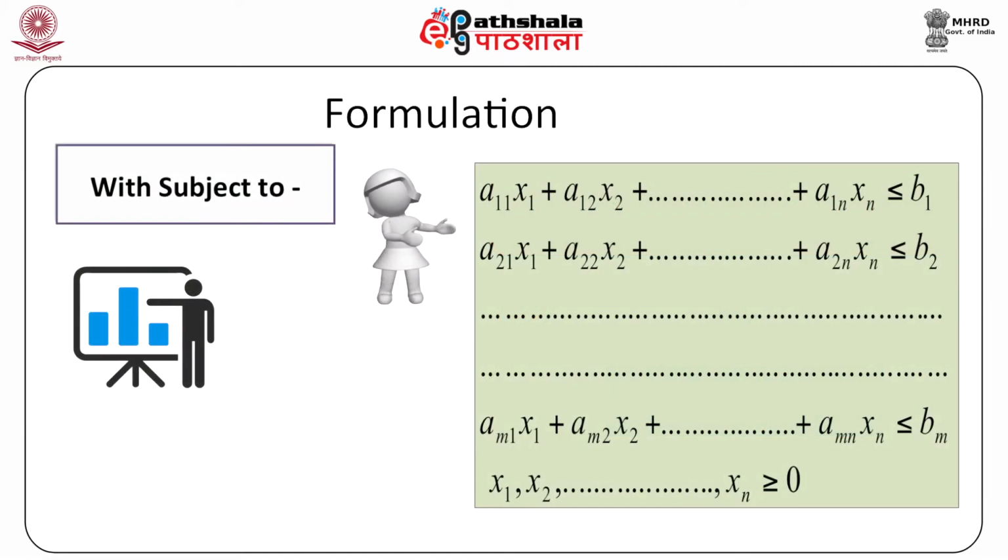subject to a11 x1 plus a12 x2 plus going till a1n xn less than or equal to b1, and a21 x1 plus a22 x2 going till a2n xn less than or equal to b2. The equations go on till am1 x1 plus am2 x2 plus going till amn xn less than or equal to bm, where x1, x2 going till xn are all greater than or equal to 0.